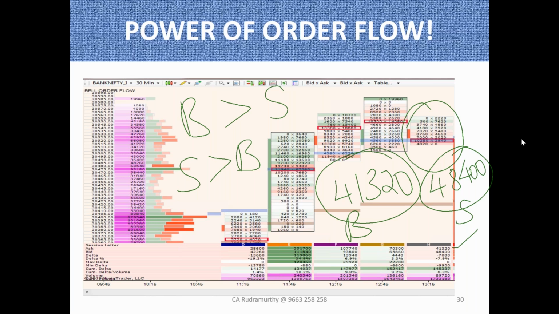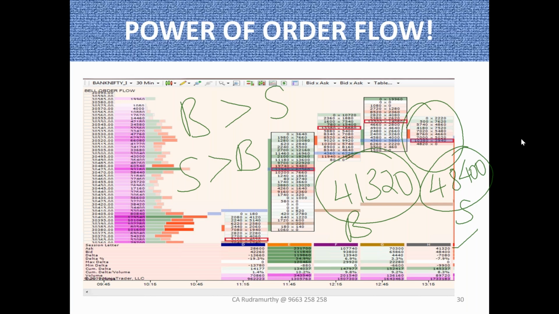So answer, Manish Sharma says false breakout. Sridhar says false breakout. You are right, yes, because sellers are greater than buyers. False breakout is the right answer. Then Kasukurthi Rajeshwar Rao, he is even saying sellers are greater than buyers, so it is a false breakout. And let me see some more answers which I am just getting here.